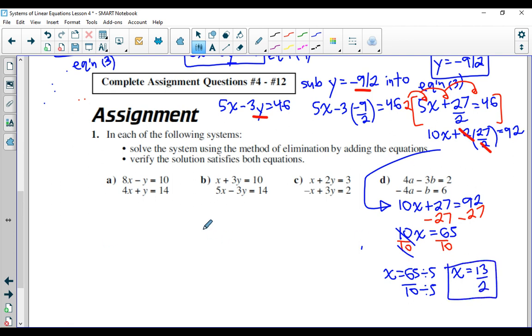Okay, so that's it for this lesson. In addition to the questions I assigned yesterday, you can also complete numbers 5 through 9.